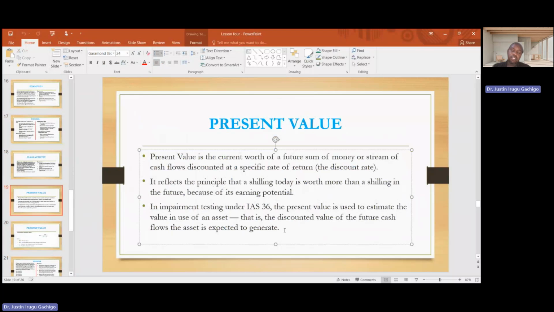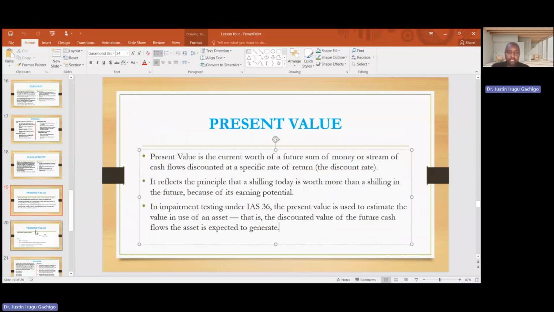So the concept is that the present value is what it is. Let's say you're looking at 10 years. So how much will 1,000 in 10 years be worth today? So we are pulling 10 years to today and get the value, but of course we are going to use the discount rate.